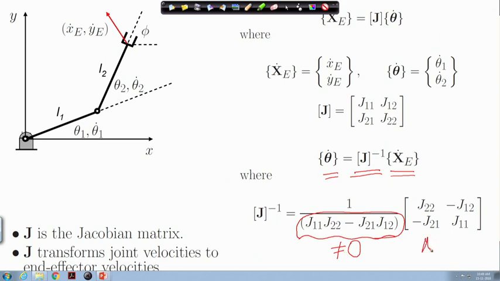This is the adjoint of the Jacobian matrix. So, the determinant of the Jacobian matrix must be non-zero in order for us to be able to invert it and relate the end effector velocities with the joint velocities. Now, this non-singularity or singularity of the Jacobian matrix has certain implications which we are going to discuss in subsequent lectures.